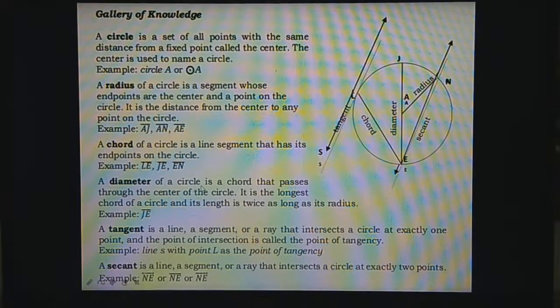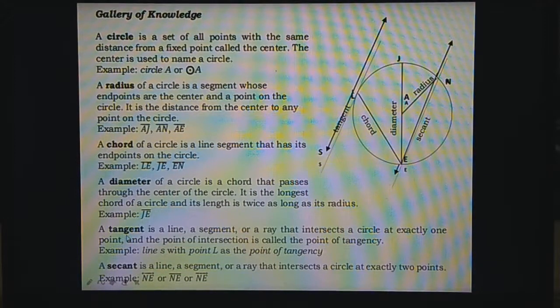A diameter of a circle is a chord that passes through the center. It is the longest chord. So, yung longest chord natin is diameter. Dapat dumaan sa center ng circle. So, isa lang ang diameter natin dito sa figure natin na nasa right. Ang diameter natin ay yung diameter JE, line segment JE. Dumaan kasi siya sa center point A. And that is the longest chord of circle A.